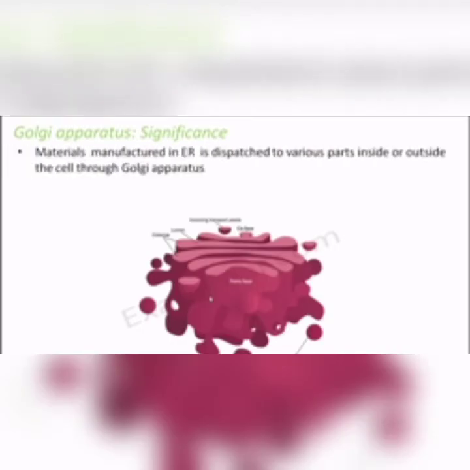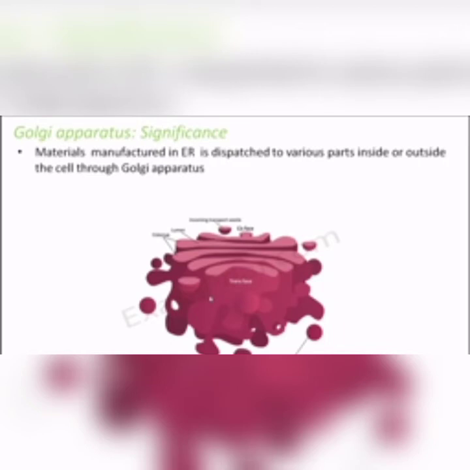Now let us look at the significance of the Golgi apparatus. Materials manufactured in the endoplasmic reticulum are dispatched to various parts inside or outside the cell through the Golgi apparatus. What happens basically is that the packaging happens at the Golgi apparatus. The endoplasmic reticulum is the place where protein synthesis and lipid synthesis take place. So materials get manufactured. Materials are nothing but lipids and proteins. They get manufactured in the endoplasmic reticulum. But then they need to be transported to different parts throughout the cell. So who will transport them? In order to get transported, the materials need to be packaged as well.